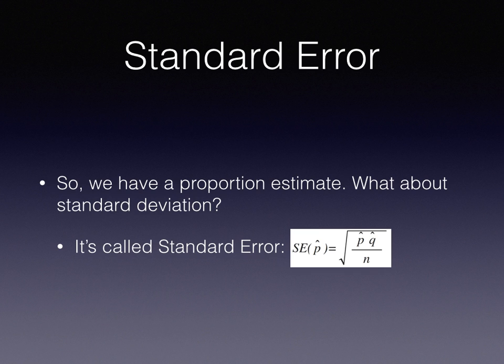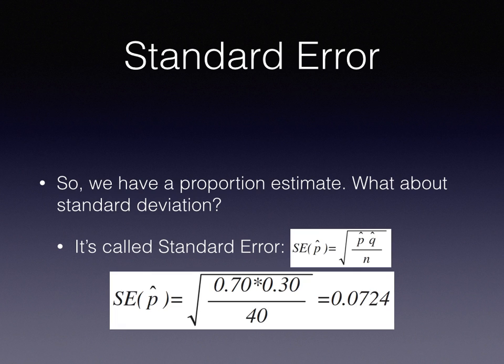Standard error. Well, we have a proportion estimate, but what about standard deviation? We're going to estimate that, and when you estimate your standard deviation, it's called standard error. Standard error is equal to the square root of p hat times q hat all over n. Remember, p hat is the proportion that you found, q hat is 1 minus that proportion, and n is your sample size. So in our case, it would be the square root of 0.7 times 0.3 all divided by 40. We got 0.7 from when we first spun the globe, and 0.3 from 1 minus 0.7, and we got n because we did it 40 times.